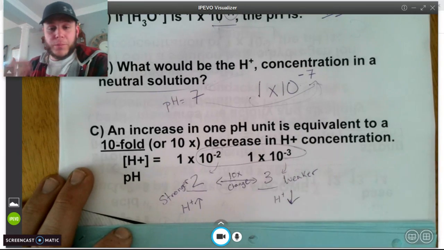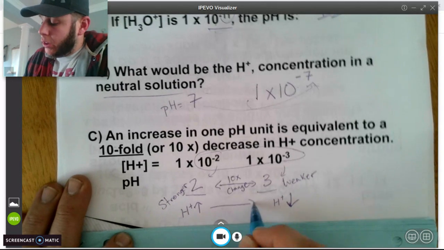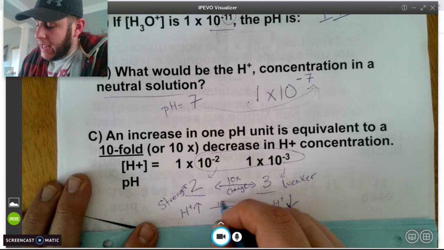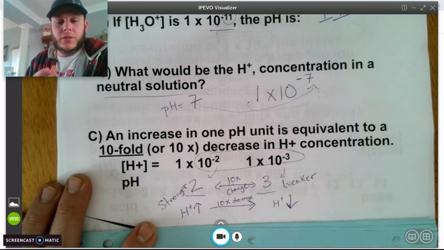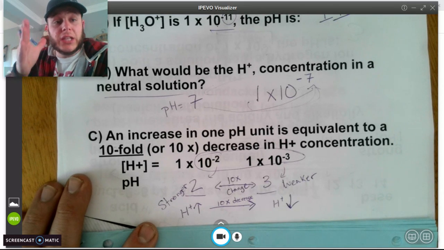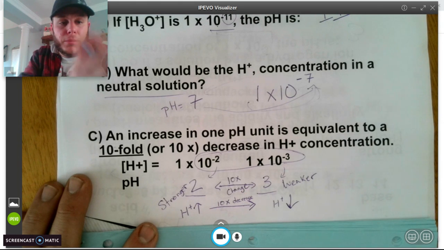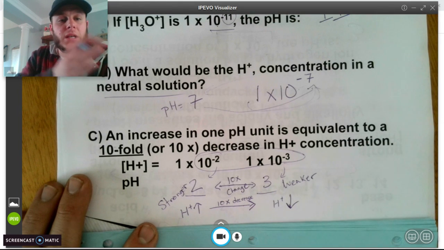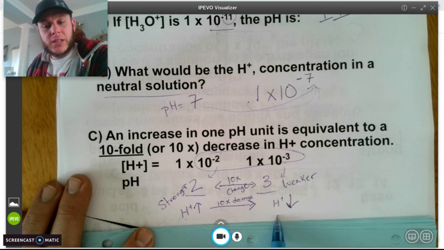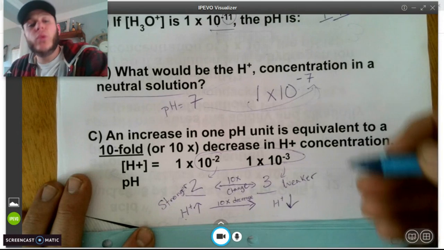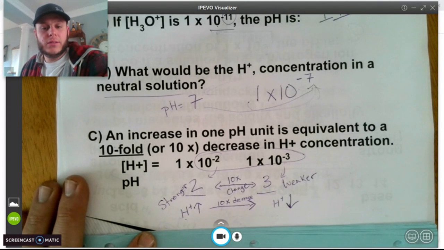And why I bring that up is because if I go from 2 to 3, that is a 10 times decrease. And that's difficult for people to wrap their heads around because the pH number is going up. But just because the pH number is going up, what does that mean? You're becoming more basic. And if you're becoming more basic, you have less H plus. So it's becoming a weaker acid because the pH is increasing.